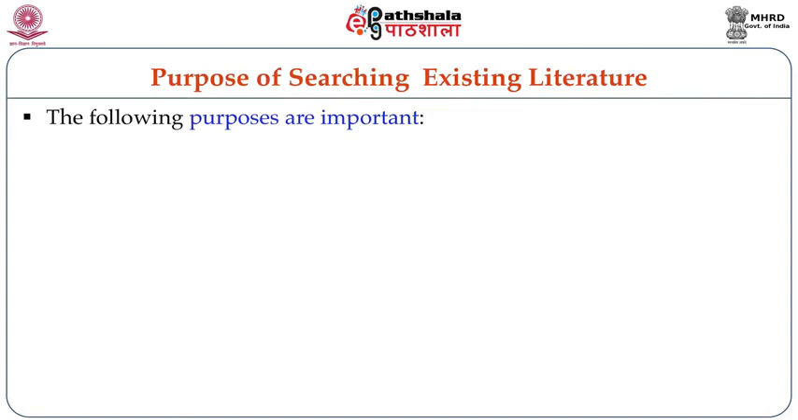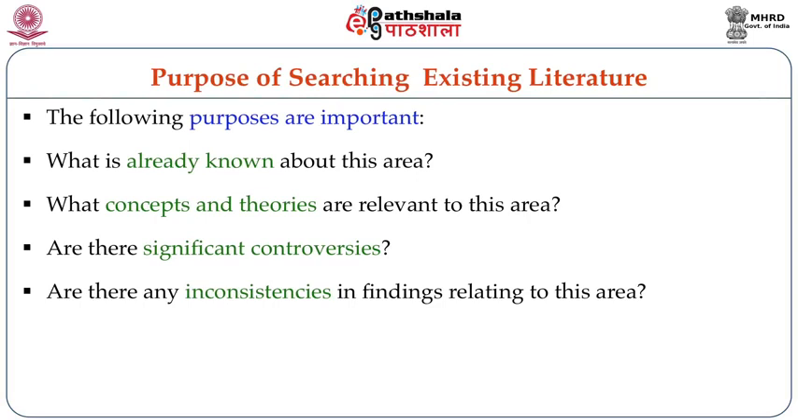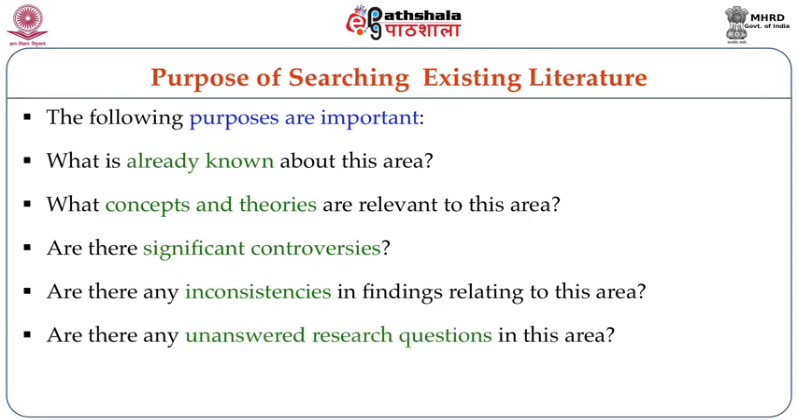So what are the purposes of searching existing literature? If I am asked to categorize, number 1, you have to know what is already known in the area. Number 2, what concepts and theories are relevant in this area. Then, what are the significant controversies? Significant controversies are to be known through literature review only. Finally, what are the inconsistencies? Maybe some work is done, but this is not enough in order to know a particular event.